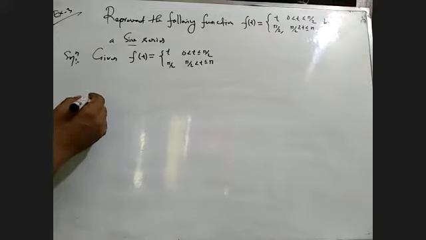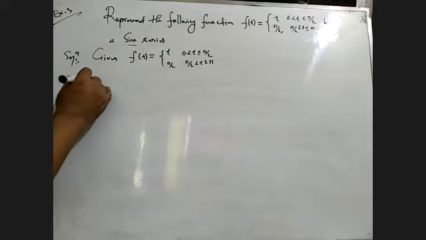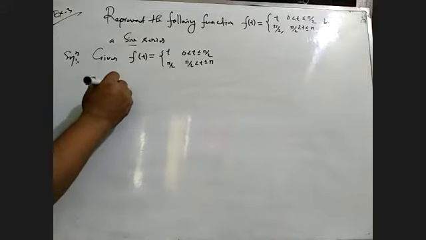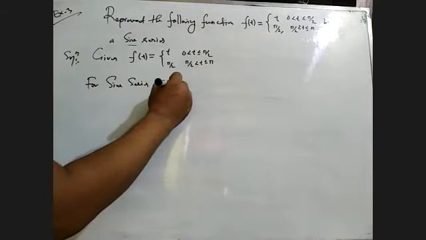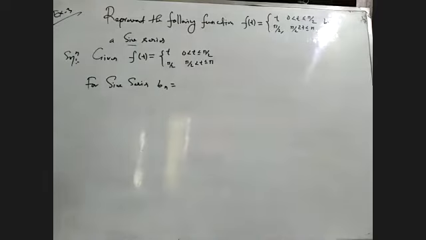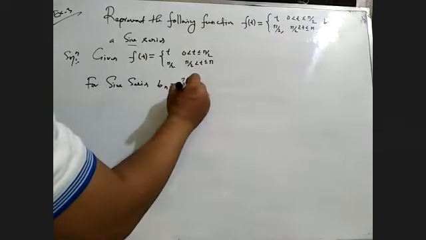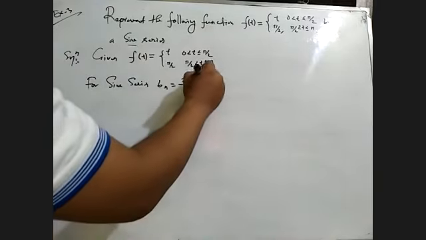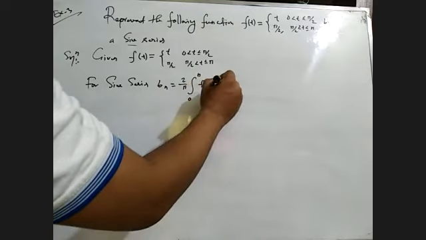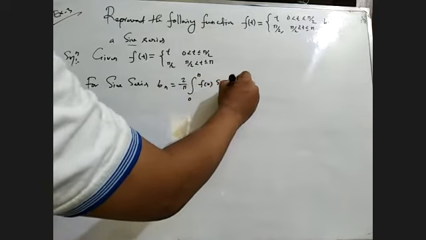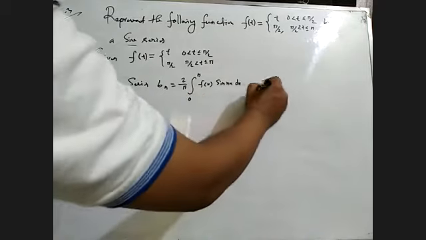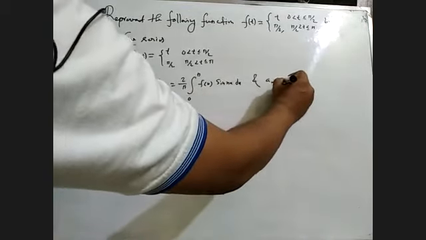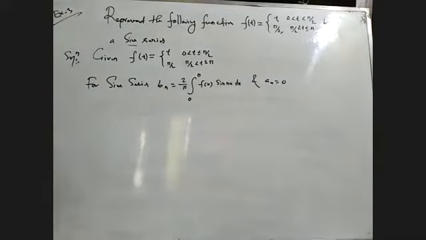So we know now for the sine series, bn equals 2 by pi, integral from 0 to pi of f of x sine nx dx, and a n equals 0 in the case of only sine series.